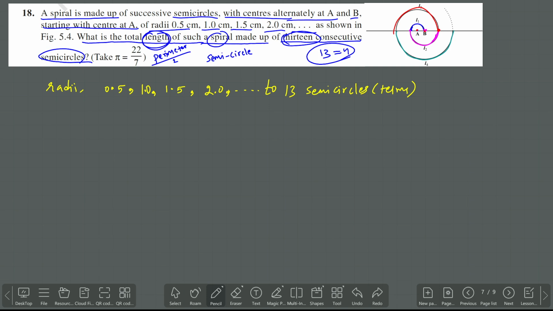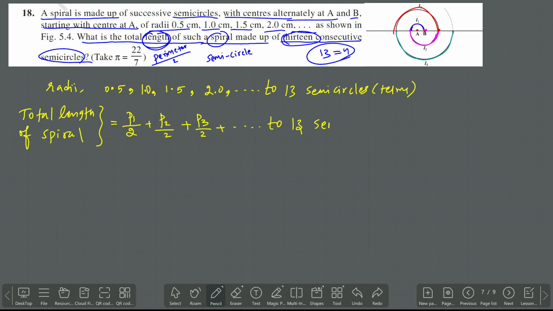But they are talking about length here. Length in the sense what I said, perimeter. Then the total length of the spiral which they are given here is equal to what? Half of the perimeter of the first semicircle, half of the perimeter of the second semicircle, half of the perimeter of the third semicircle, and it's going to the 13th semicircle.